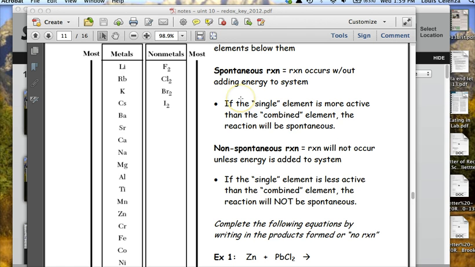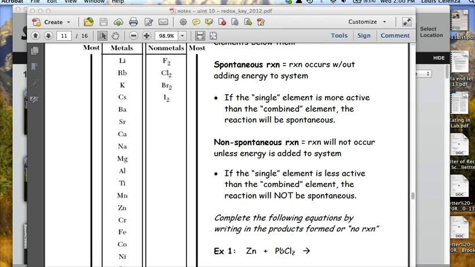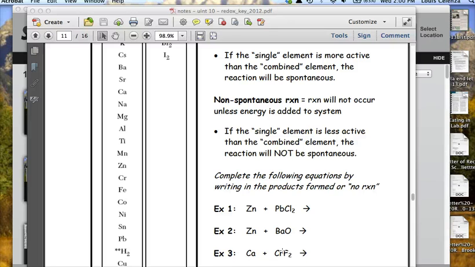What you're going to do is look at an example down at the bottom. To determine if this reaction is actually going to occur or not, you're going to look for the element that's by itself. If it's higher on Table J than the first element in the compound, then the reaction will occur, meaning it will be spontaneous. If zinc is below lead, then this reaction will not occur and it's not spontaneous. Okay, so let's take a look and do some examples.